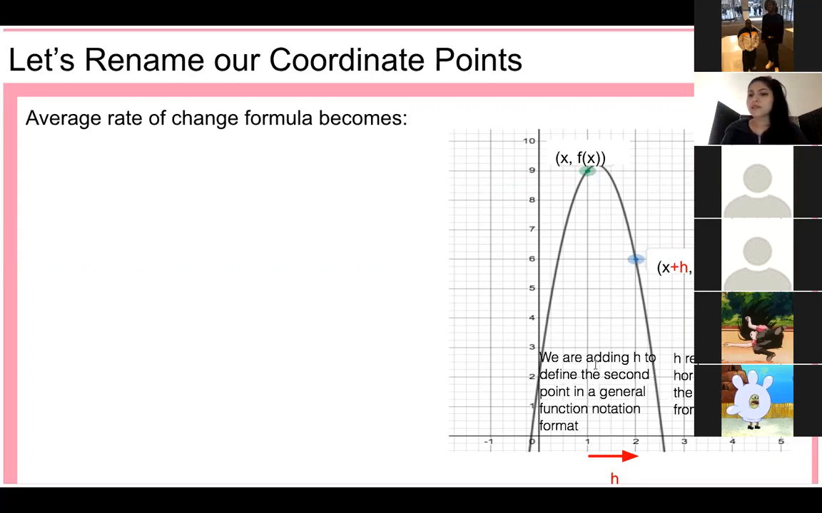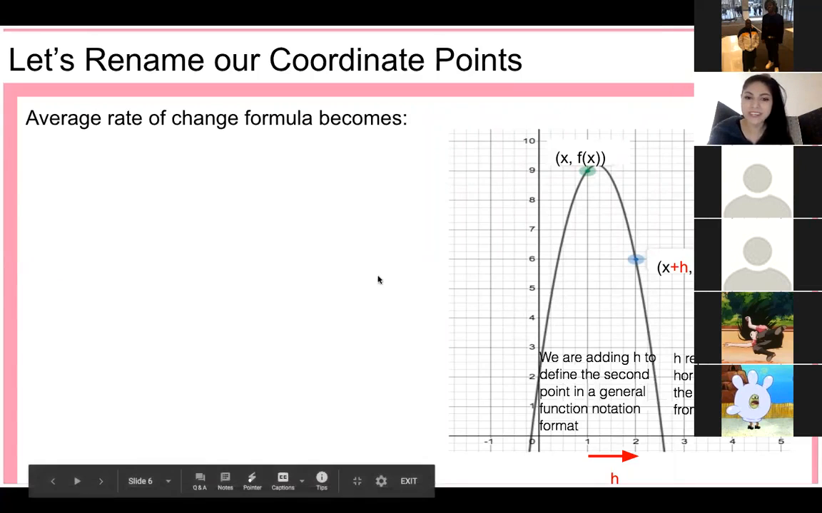And then another question was, why are we even adding H? We're adding H because, first off, we defined the first point as x comma f of x. To define the second point that's related to how we defined the first one, we needed to add H. In order to define that second point, we needed to include this horizontal distance away from the first point. These are really great questions. Any other questions so far about how I renamed these points?